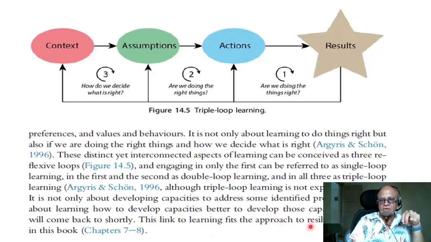This link to learning is the first approach to resilience presented in this book in chapters 7 and 8 that you can go back and look. So here we have context. So this is the triple loop learning. So we know assumptions. We have to analyze assumptions as we talked about before. So how do we decide what is right? So this loop is required to make sure the context and assumptions match, and then you need to build actions where we have to decide if we are doing the right things and how we decide what is right.